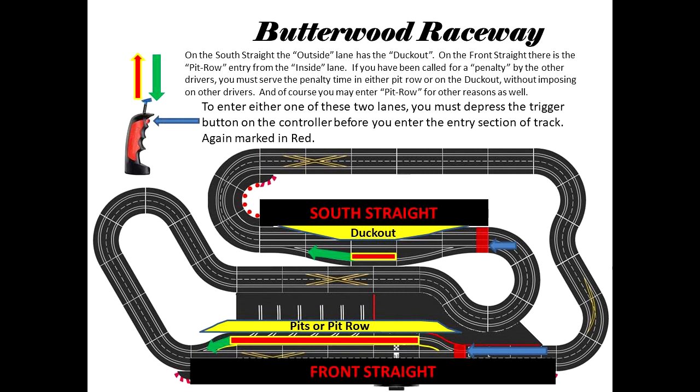Slide 8, Off the racetrack sections. On the South Straight the outside lane has the duckout. On the front straight there is the pit row entry from the inside lane. If you have been called for a penalty by the other drivers, you must serve the penalty time in either pit row or on the duckout, without imposing on other drivers. And of course you may enter pit row for other reasons as well.